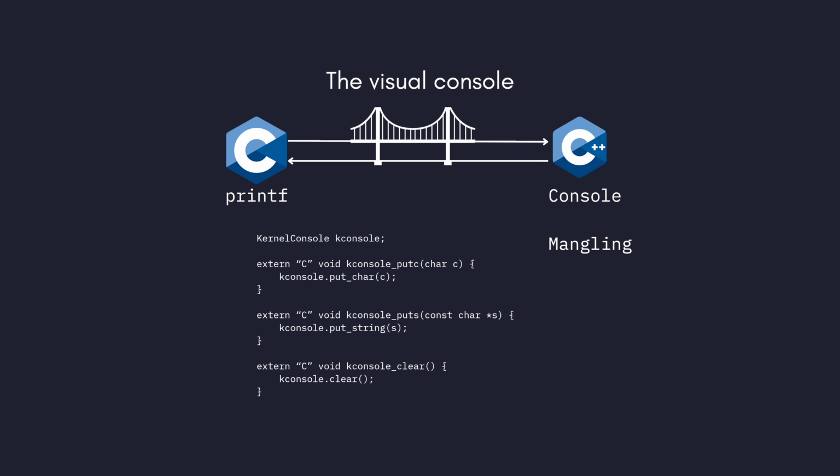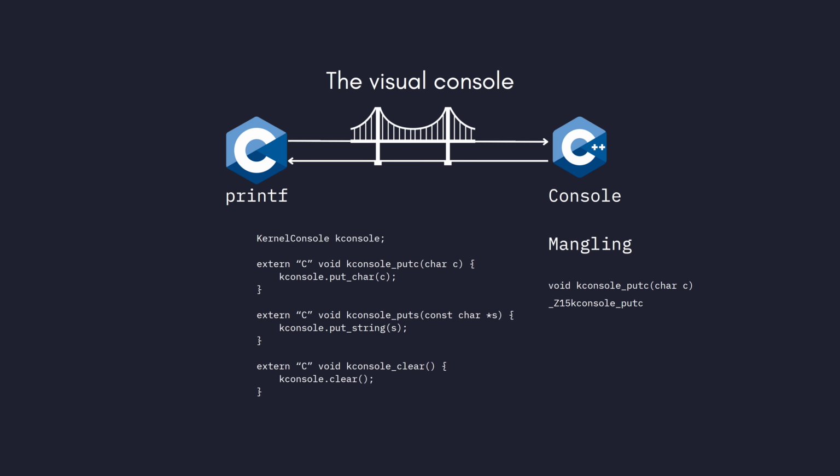But what you need to know right now is that our function kconsole putc actually gets written as something like this in C++. It's _ZN15kconsole_putc. Z indicates the return type, which is nothing, void, and 15 indicates the number of characters.